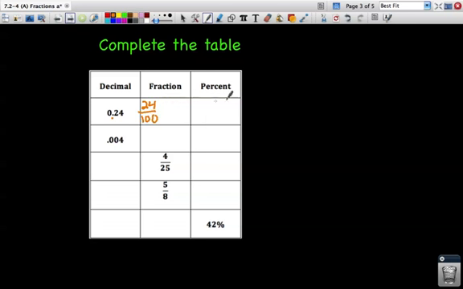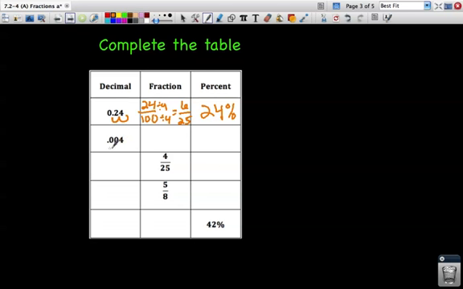Okay, but I do need to reduce, so I can divide by 4, and I'd get 6 over 25, 6/25. Now I've got to convert either one of these to a percent. Well, I don't even have to move my decimal over twice, because I had a fraction of 24 over 100. I have a denominator of 100, so I can just take my numerator, and that's my percentage. So this is 24%. Or if I wanted to, I could have moved my decimal over 2 places, and I still would have gotten the same thing, 24%.